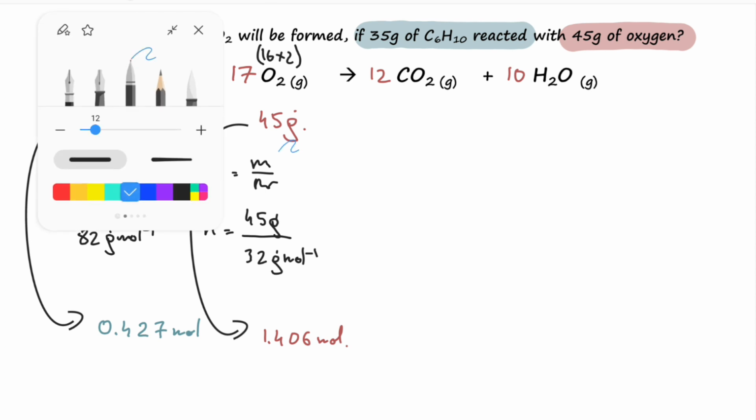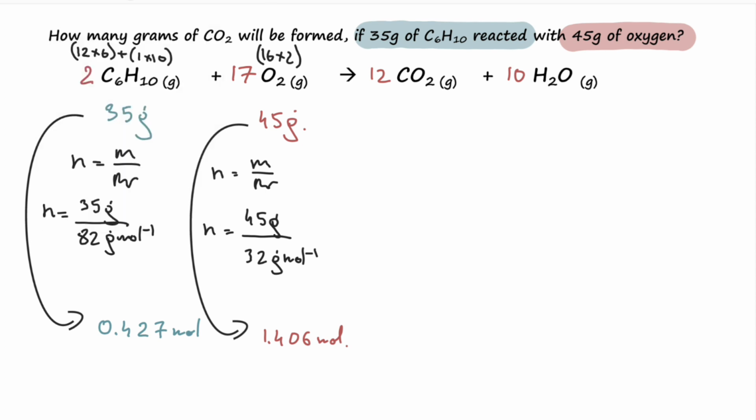The calculation, guys, is very simple. What you will do is just divide the mole number by its coefficient. So 0.427 divided by the coefficient, which is 2 here. So divided by 2, you will get 0.21. And do the same for the oxygen. So 1.406 divided by 17, you will get 0.083.